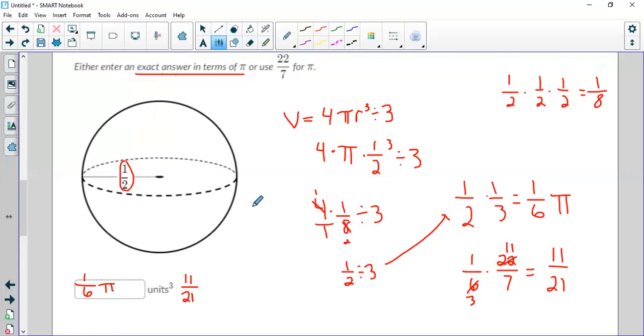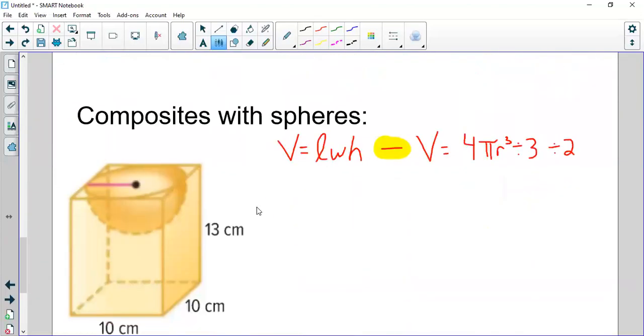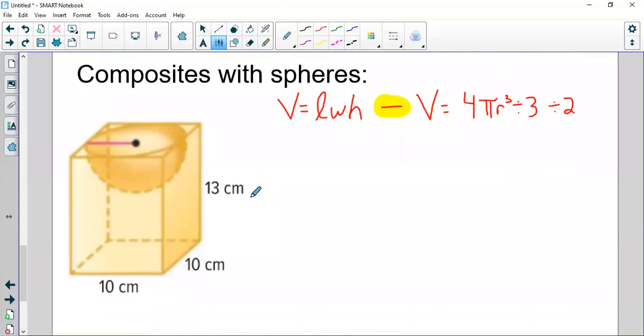All right. Now we're going to do a composite. We're going to do 2 of them here. Composites with spheres, well, that's not even a sphere. Take a look at that. First of all, can you tell that that's not on top? That's inside. This is a hole. It's like a bowl-shaped hole in the top of this rectangular prism. So because this is a hole, when I do my composite, I'm not going to be adding these volumes together. I'm taking this volume out of there. I'm subtracting.